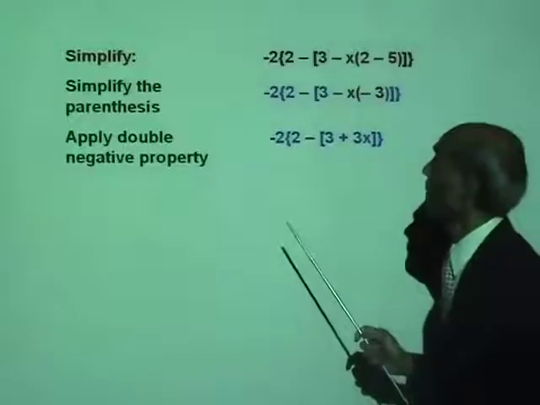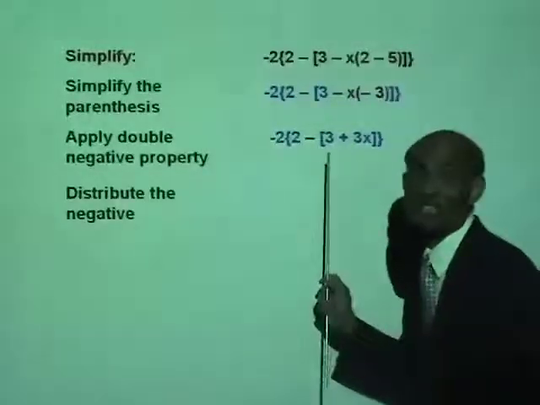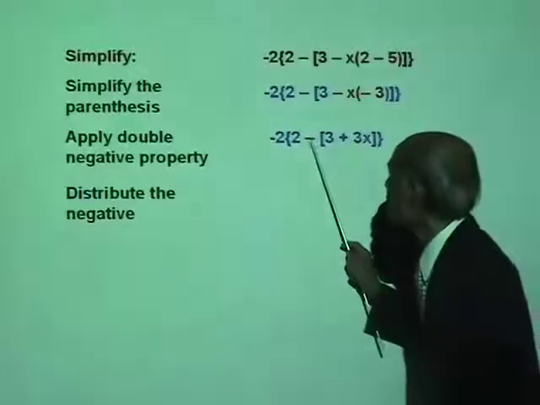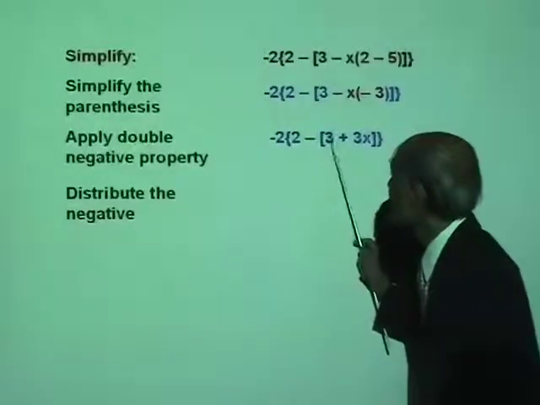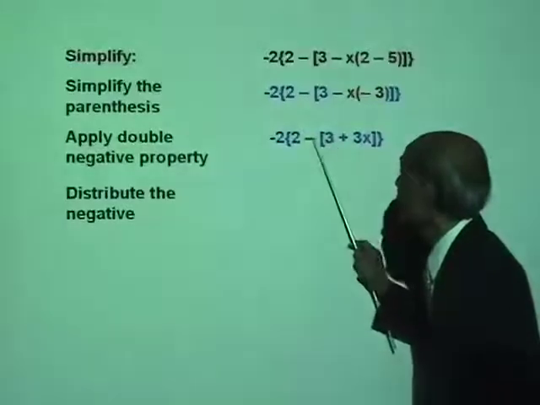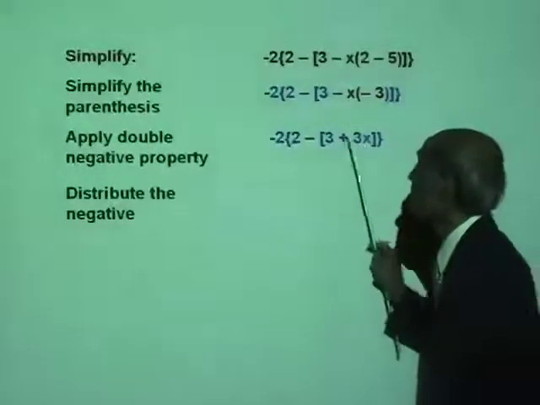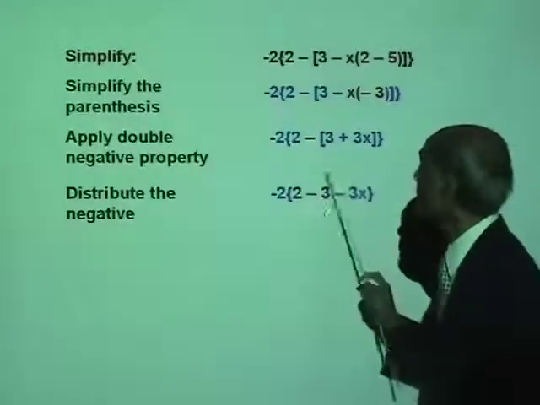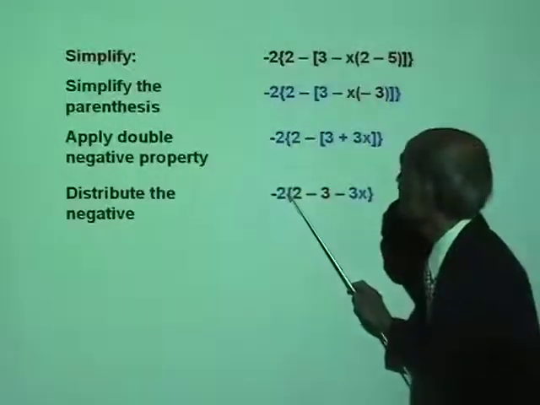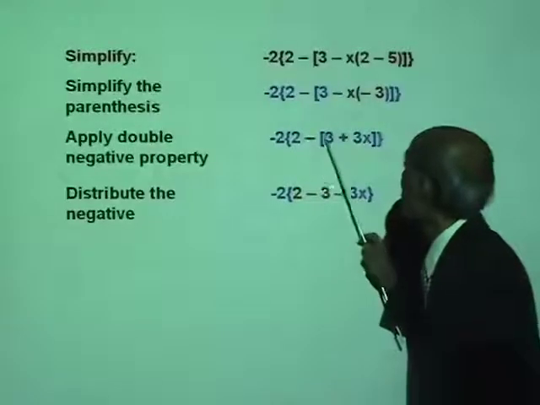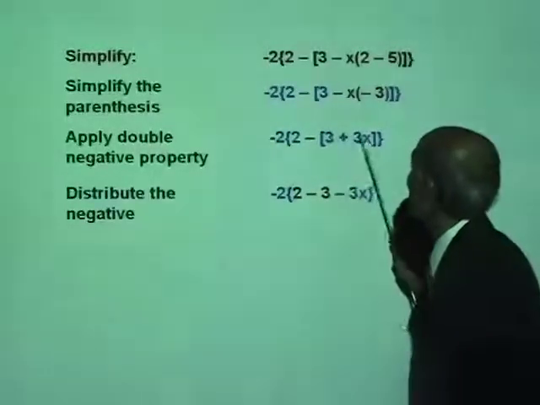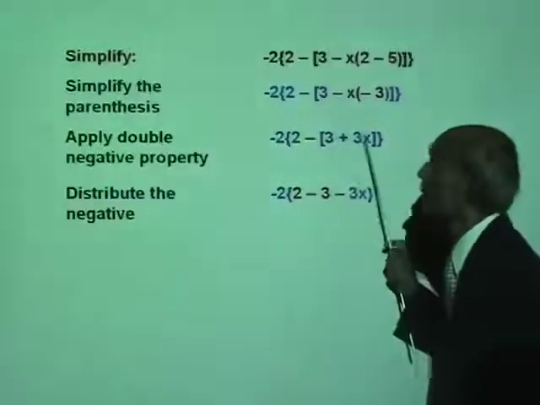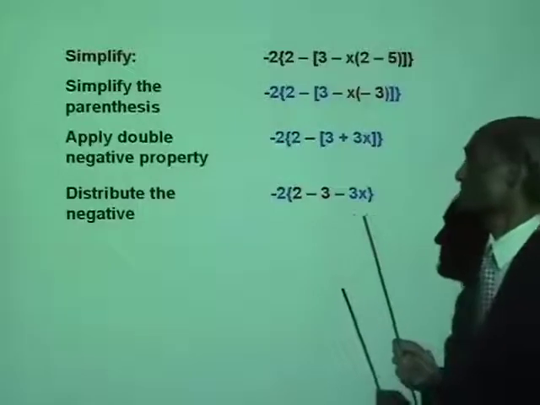And now, distribute the negative. I don't think we have actually done that, but distributing the negative means this negative belongs to this 3, also belongs to this 3x. That's why that negative is outside the bracket there. So that gives me negative 2 braces 2 minus 3 minus 3x. You see, that negative belongs to this 3, also this 3x.